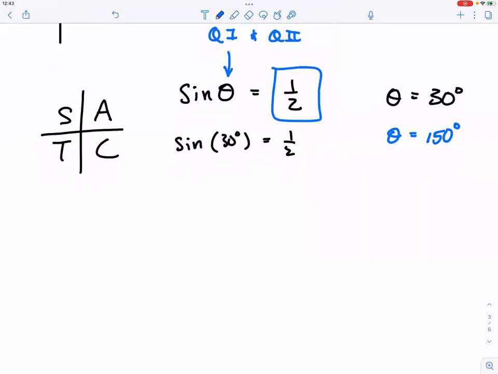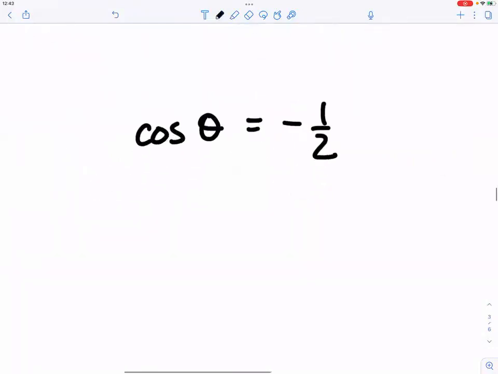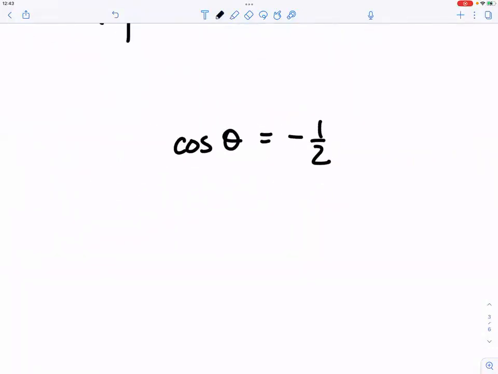Now, what if I ask you this: cosine of theta is equal to -1/2. Okay, cosine of theta is -1/2. So this theta must be in quadrant what? Quadrant 2 and quadrant 3. Because cosine is positive in quadrant 1 and quadrant 4, if it's negative, that implies it is in quadrant 2 and quadrant 3.